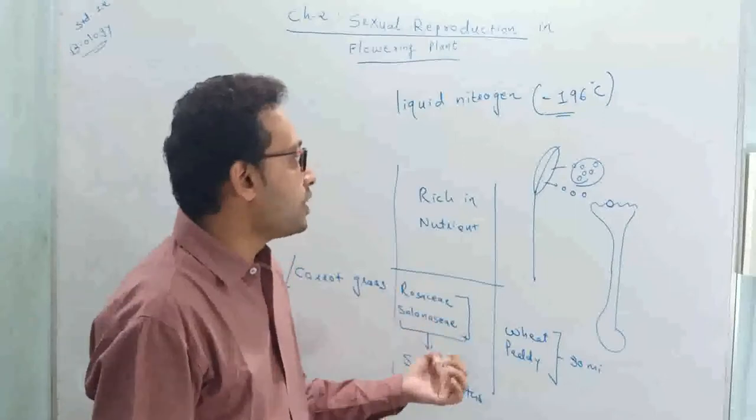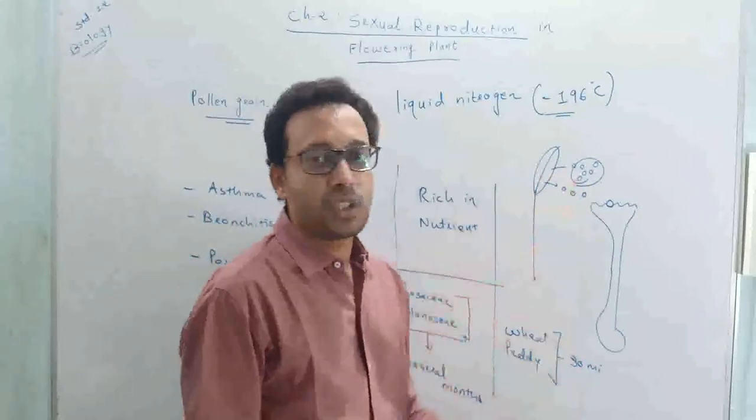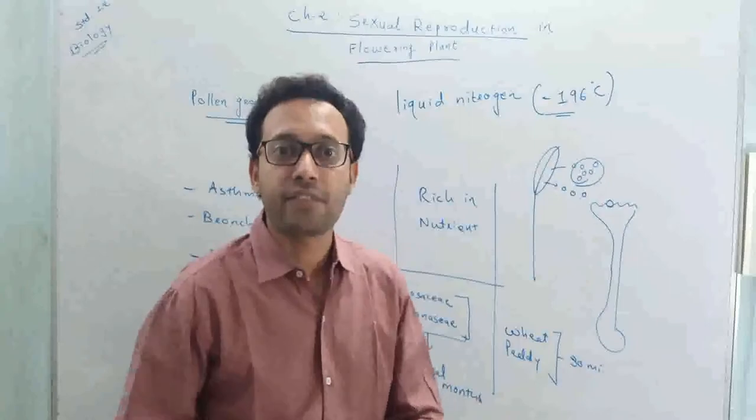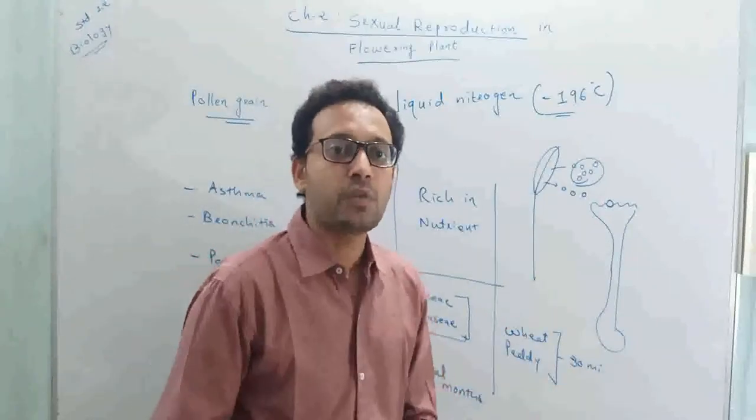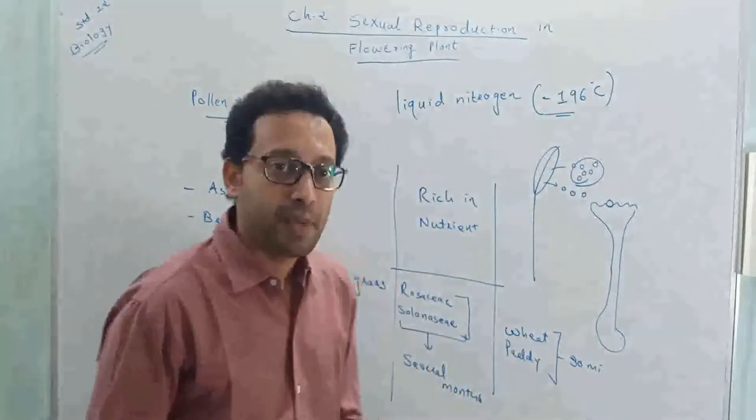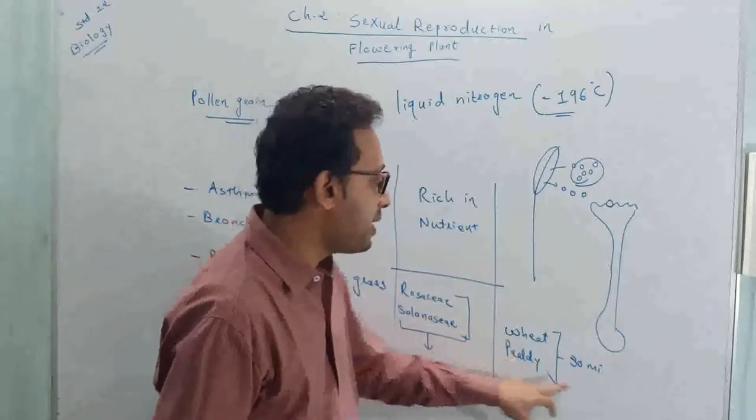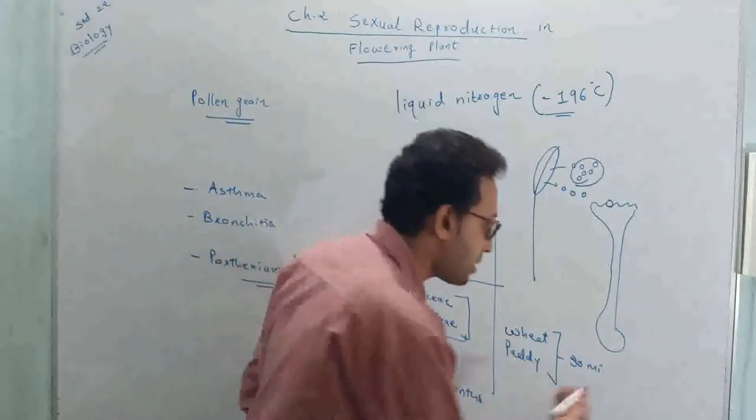Next, the viability of this pollen grain. Once it is released from an anther, or shed from an anther, how much time does it remain viable? It depends on the type of plant species. In the case of wheat and a paddy plant, it can remain viable for 30 minutes.